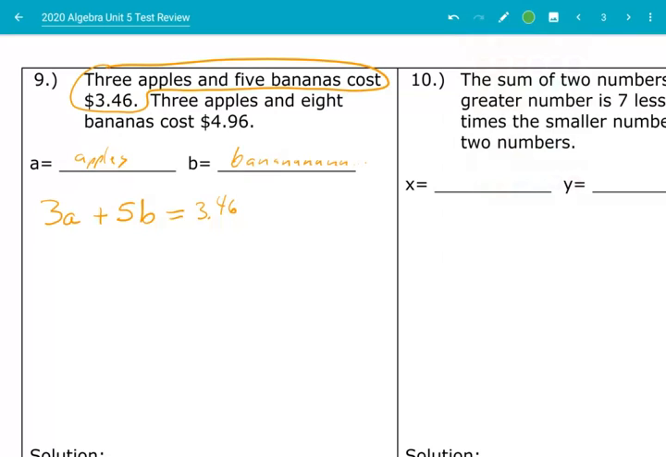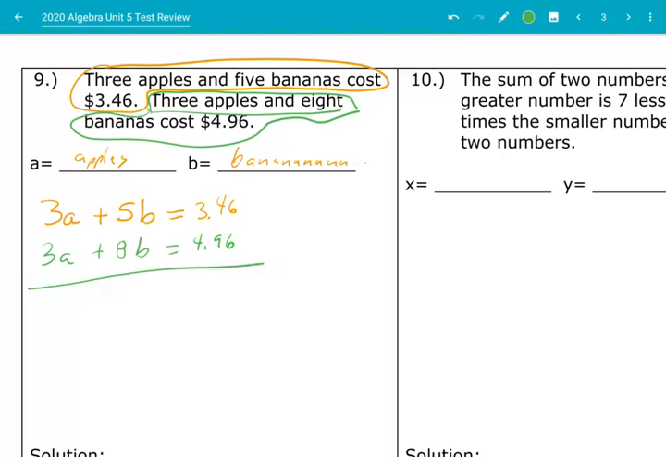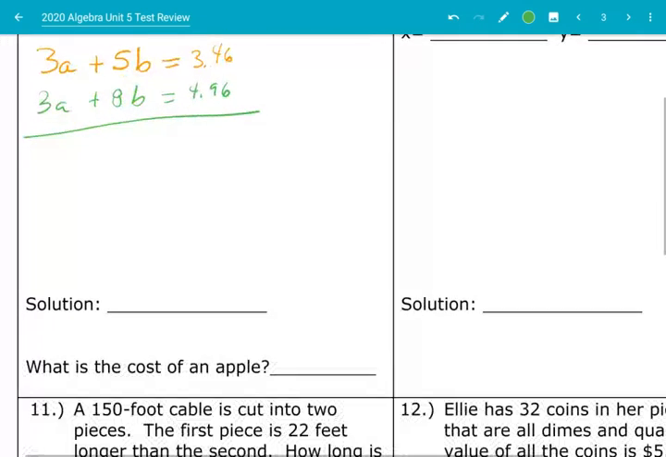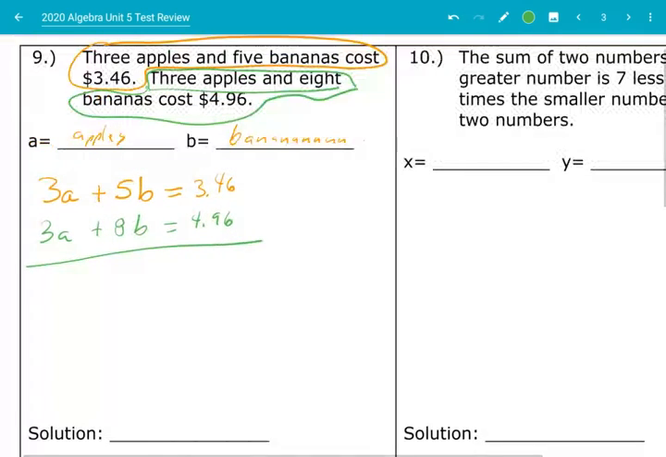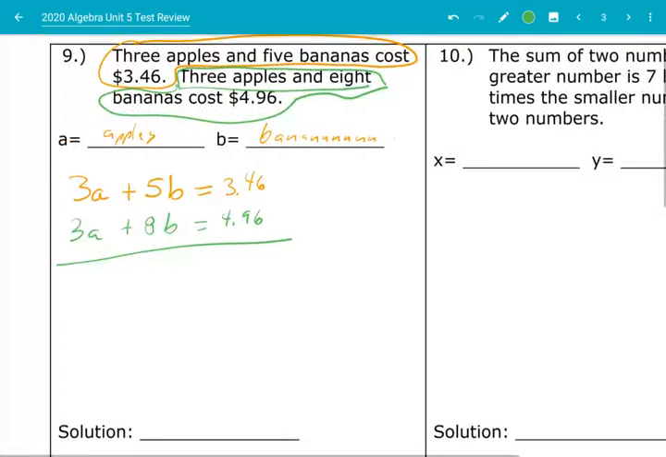The next one: 3 apples and 8 bananas. 3 apples plus 8 bananas equals $4.96. There's our system. They want the actual solution: what's the cost of an apple? Well, look at these two right there.